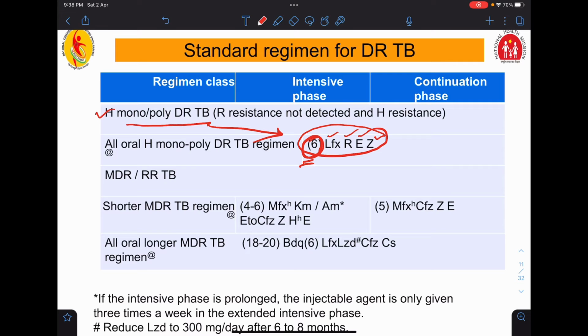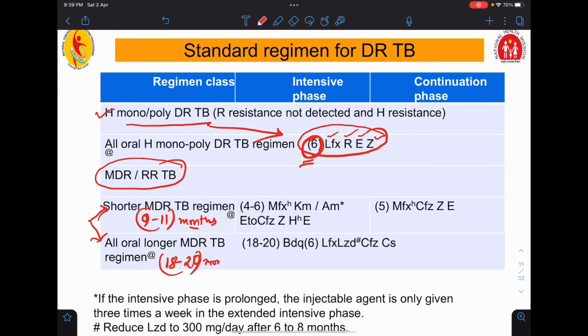Now coming to the treatment of MDR or rifampicin resistant tuberculosis. For this group, we have 2 regimens, a shorter regimen and a longer regimen. Shorter regimen is usually for 9 to 11 months, whereas the longer regimen is for 18 to 20 months. And if we talk about the drugs, in the shorter regimen there are injectable agents, second line injectable aminoglycosides, but in the longer regimen, no injectable agents are used.